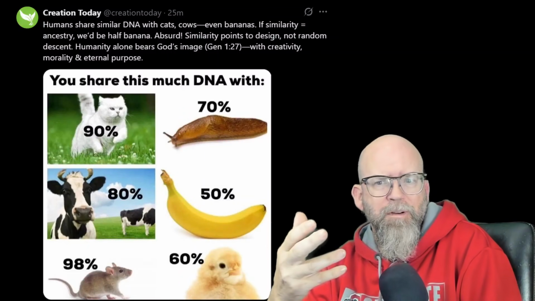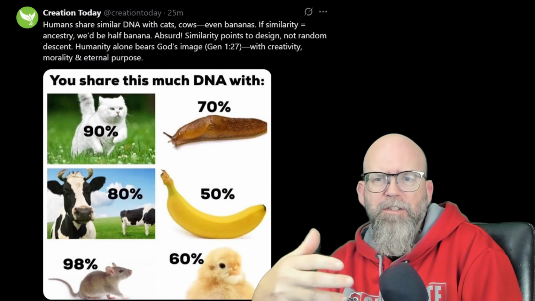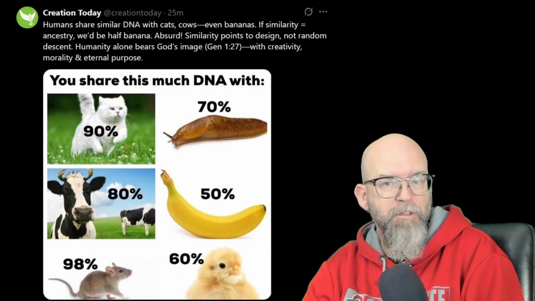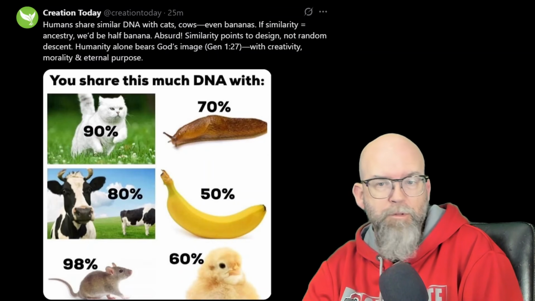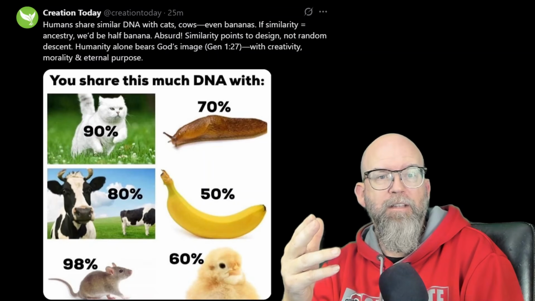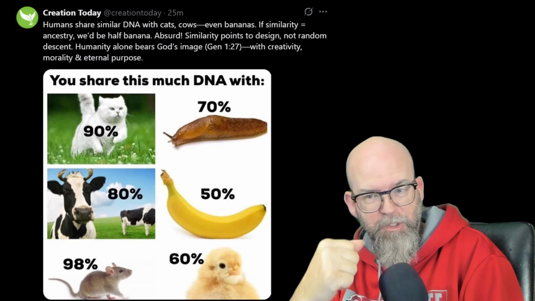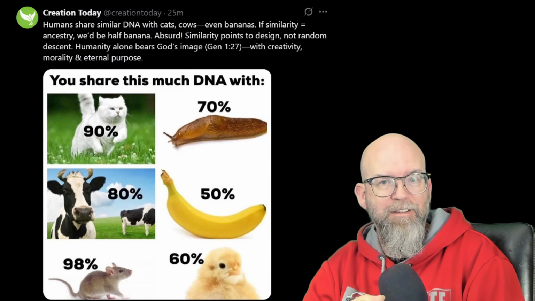So that's what I'm here today for, is to try to explain to you in hopefully fairly basic terms how different methods that geneticists, genomicists use to try to evaluate the differences between genomes, or how similar genomes are. Now, what Eric Hovind here is doing, he's saying humans share DNA with cats, cows, and even bananas. True. All right. That's a true statement. We do share DNA, nucleic acids.